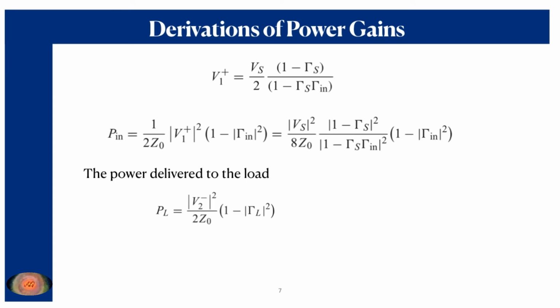Next one is the power delivered to the load. Similar to the previous one, that means the power delivered to the network, the power delivered to the load can also be defined, where the reflection coefficient associated with the mismatch in load should appear in the expression, and V2 minus should appear because this is the voltage wave that is approaching towards the load, and finally the power corresponding to this voltage is being dissipated across the load. So that is why V2 minus is appearing in this expression.